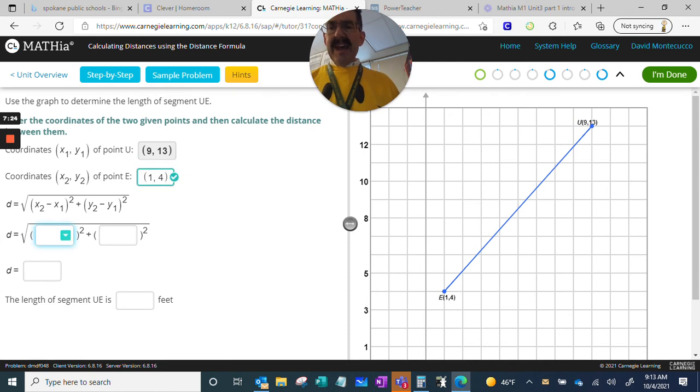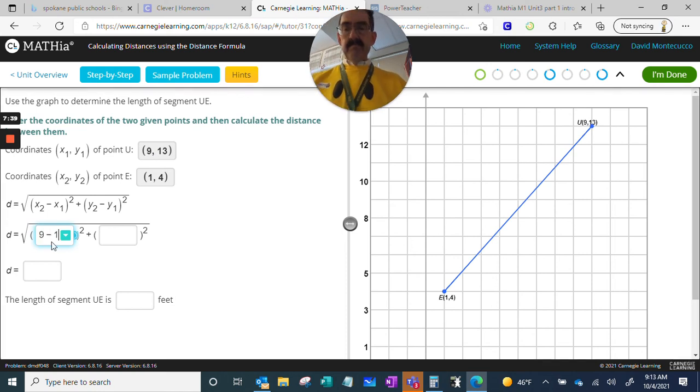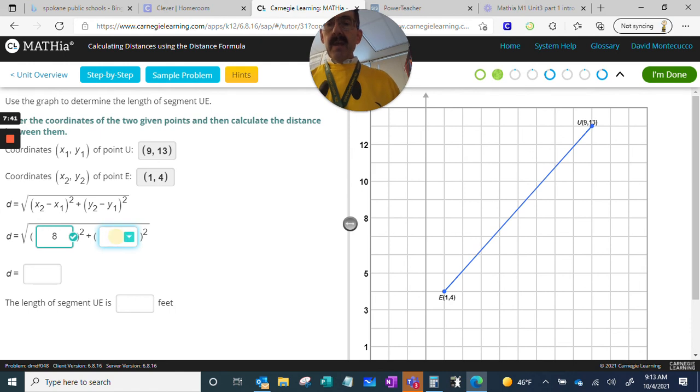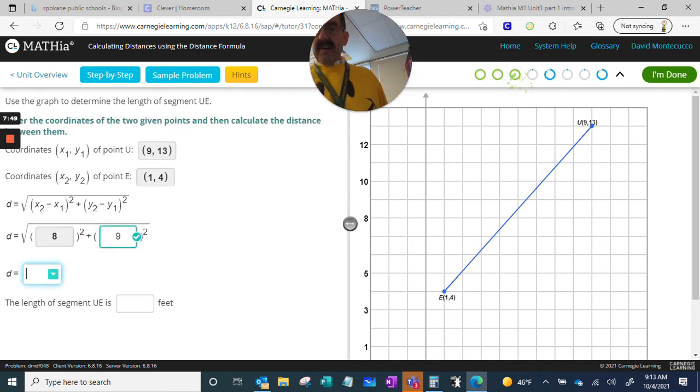And now the distance, okay, the rise over the run. So the x's, 1, 2, 3, 4, 5, 6, 7, 8. Yep, from 9 to 1 is 8. So let's just type that in, 9 minus 1. Cool. And 9 minus 1, 13 minus 4. It does the work for us. So now let's just put it together.